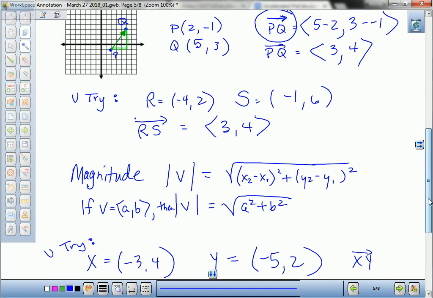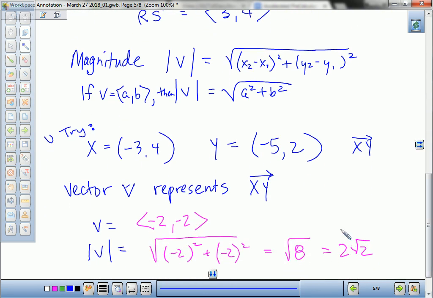It's 2 root 2. Boom, 2 root 2. Alright, so if we let V represent this vector, then the vector would be -2, -2. Did you get that? And then the magnitude of vector V, so the absolute value bars represent magnitude, would be the square root of -2 squared plus -2 squared, which is the square root of 8. You're welcome to leave it like that. This is where we've simplified the radical, 2 root 2.